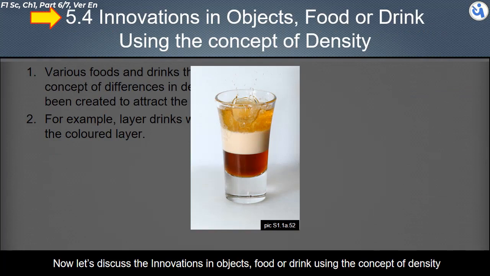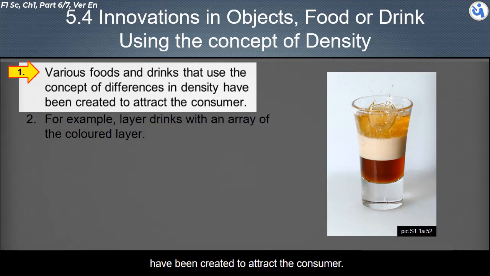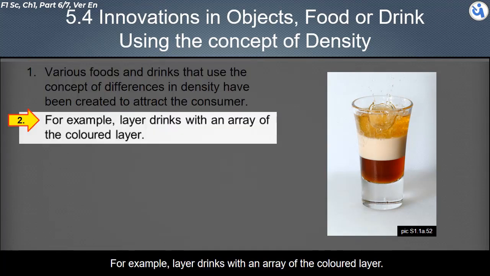Now, let's discuss the innovations in objects, food or drink, using the concept of density. Various foods and drinks that use the concept of differences in density have been created to attract the consumer. For example, layered drinks with an array of colored layers.